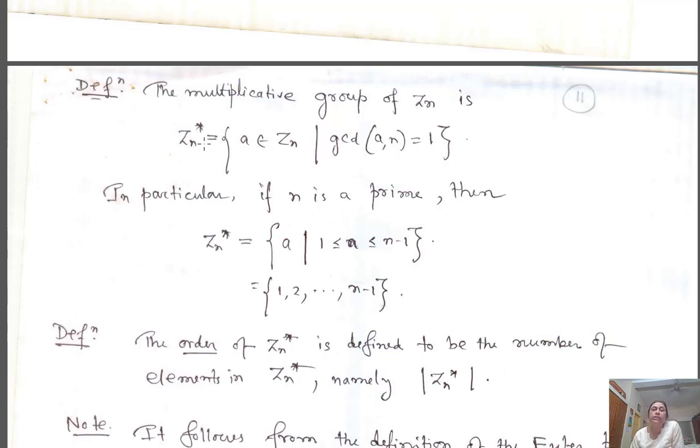In particular, if n is itself prime, then Zn star consists of all the elements 1 to n minus 1. So if n is prime, then all the positive integers less than n, excluding 0, are co-prime to n. So this consists of the whole set.